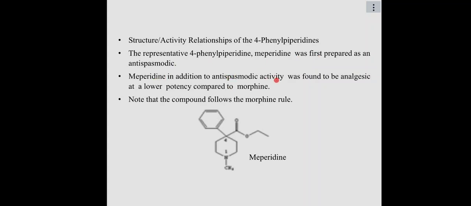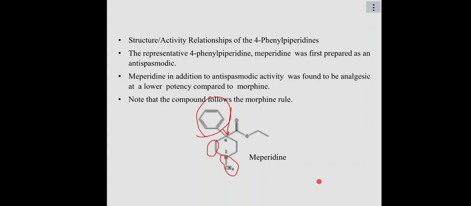Meperidine, in addition to antispasmodic activity, was found to have an analgesic activity at a lower potency compared to morphine. Note that the compound follows the morphine rule. We have mentioned that the tertiary amine is necessary. The separation of two carbon atoms between the quaternary carbon atom and the tertiary nitrogen also is necessary.